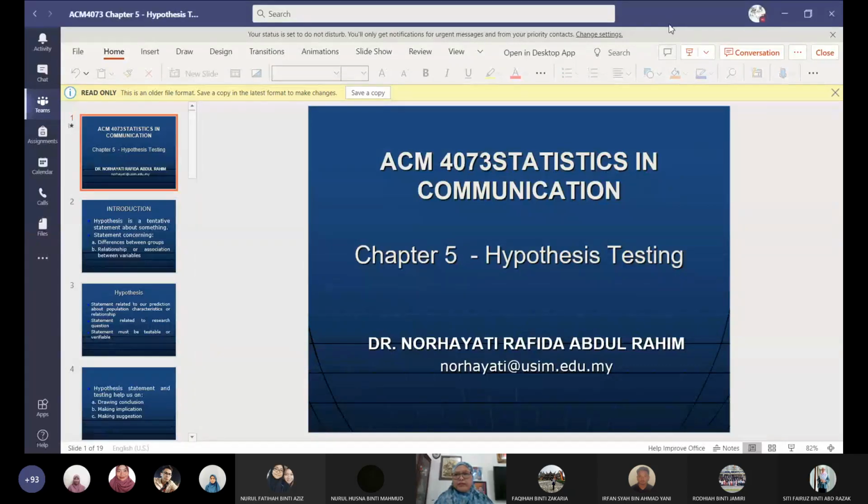I will share with you the slide on chapter 5 titled hypothesis testing. Previously in chapter 4 we learned about probability and hypothesis, after we have those 4 criteria for probability assumptions. Random sampling, for example, those number of your respondents. Now we will look into hypothesis testing.